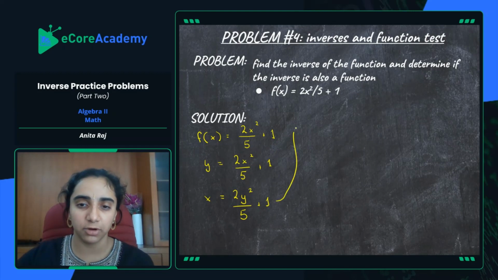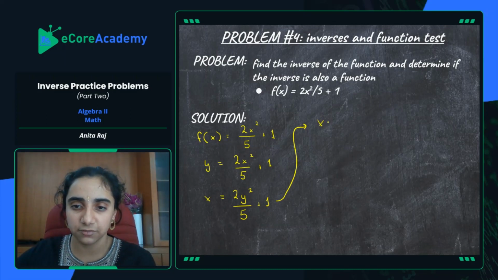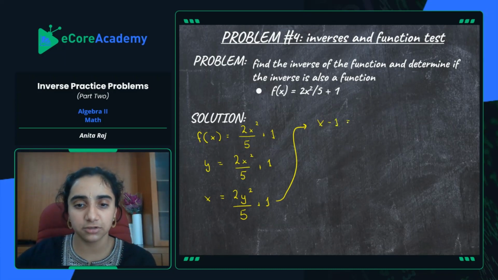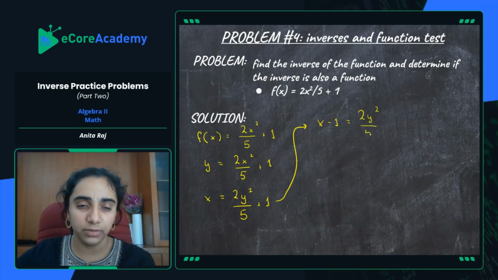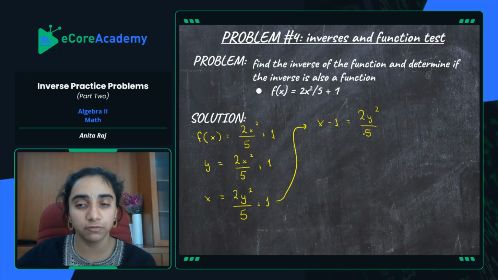I'm going to continue my work over here. And now we're just going to solve for y, trying to get it by itself. So we'll subtract 1 from both sides first. So we've got x minus 1 equals 2y squared over 5. And then all we have to do is multiply by the reciprocal, because we have a fraction here. Our fraction is 2/5. Since y squared is in the numerator, if we separate this, it is pretty much 2/5 times y squared. And the reciprocal of 2/5 is 5 over 2.